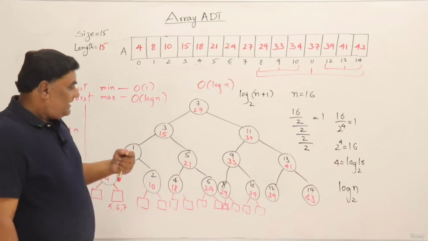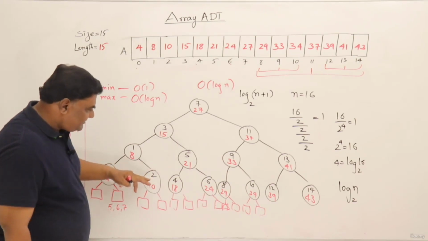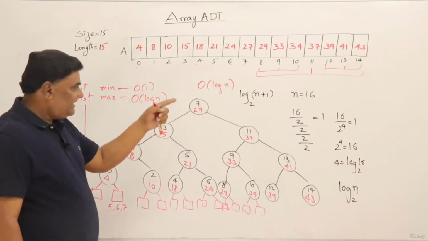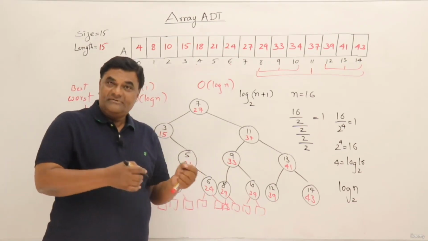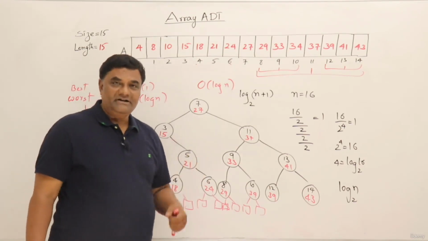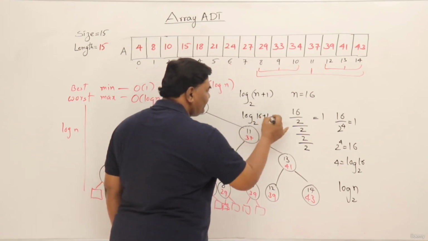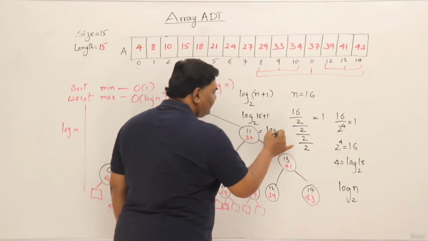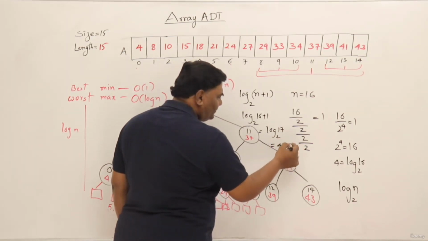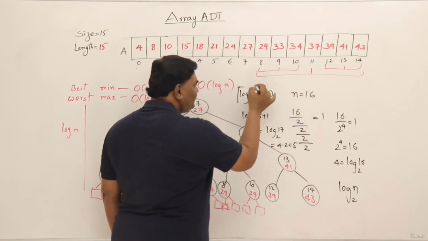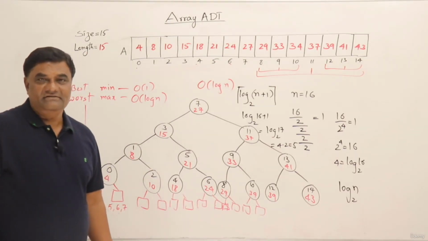One more thing: if there are more than 15 elements, then definitely the number of comparisons will increase by 1, because 15 is the maximum number for which we require 4 comparisons. Otherwise, if the number is greater, then it will be 5 comparisons. I can show you that here. If you have 16 elements, then 16 plus 1, log base 2, is nothing but log 17 base 2. This will be 4 point something. Suppose 4.2, then this should be taken as 5. So this value, log base 2 of n plus 1, should be taken as the ceiling.